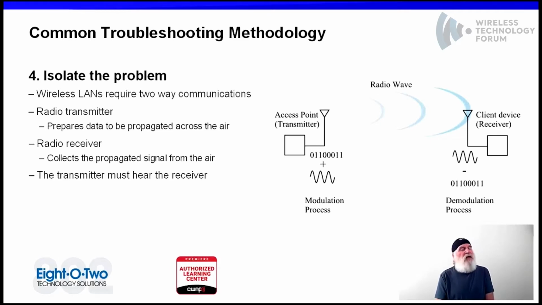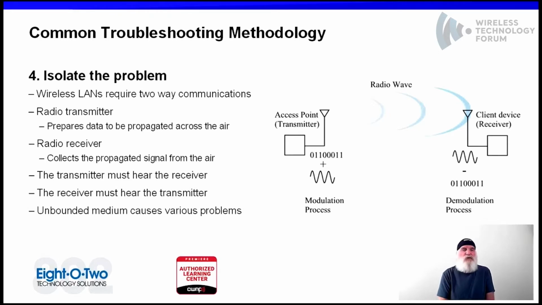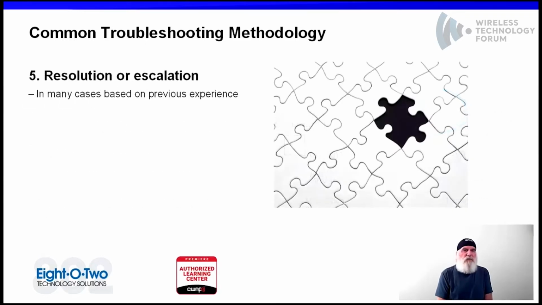Also, it's important to understand that the transmitter must hear the receiver and the receiver must hear the transmitter in order for them to effectively communicate. So, for example, a wireless client device too far away from an access point may hear the access point fine, but the access point may not hear the client well enough to perform the appropriate task it needs to do. And again, unbounded medium, I'm going to keep on saying that, unbounded medium can cause various problems with this communication.